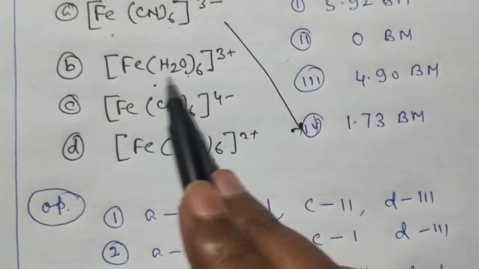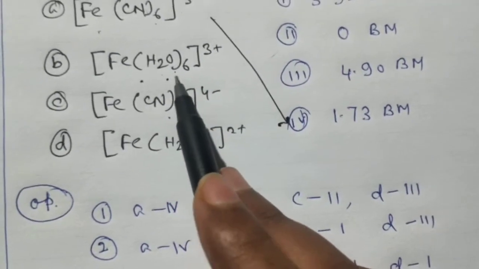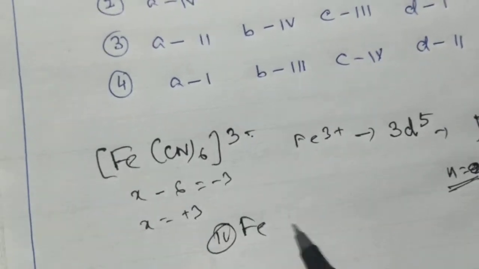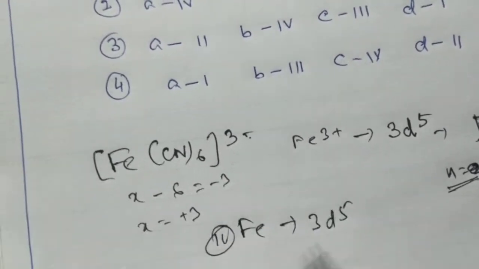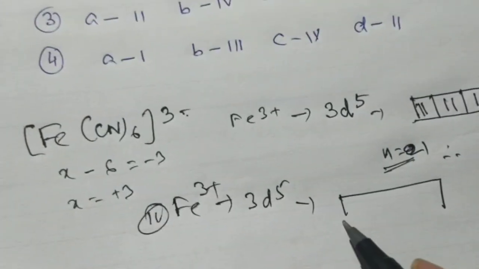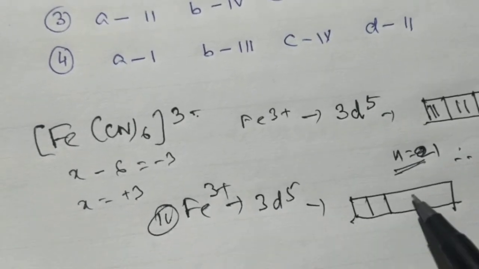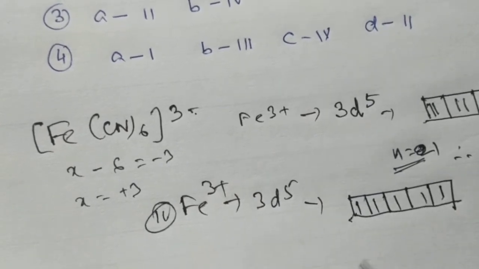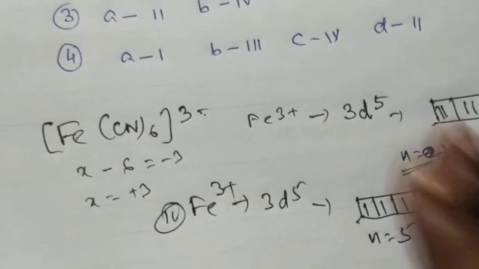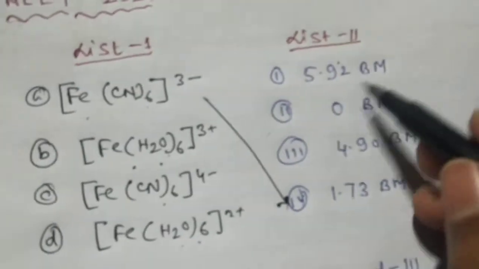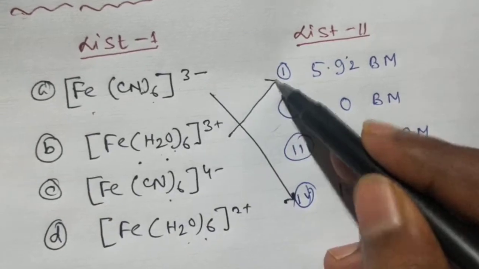Again, option B is Fe3+ with weak field ligand. So here Fe3+ in 3d5 with weak field ligand. So unpaired electrons are present here, 1, 2, 3, 4, 5. So n is equal to 5. For n is equal to 5, mu is 5.92. For option 2, mu is 5.92.